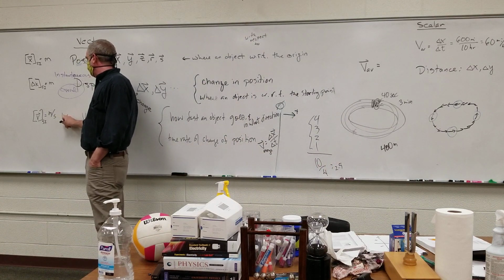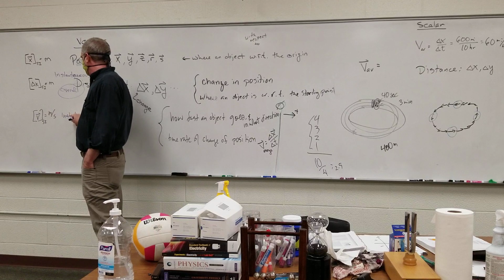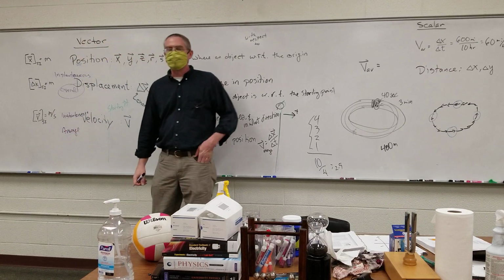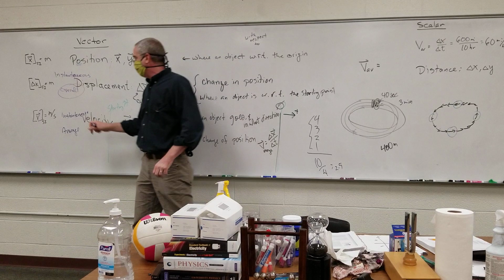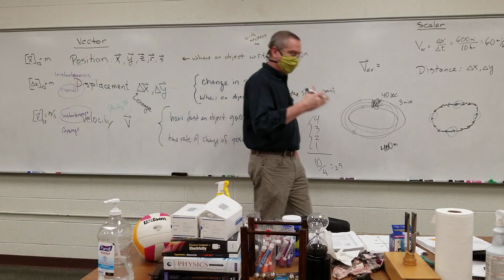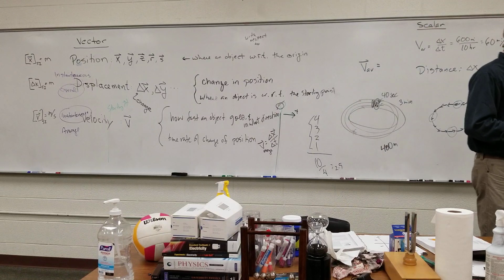Velocity, there's instantaneous, and there's average. If I want average velocity, I need to specify average. Instantaneous is the default. So if I just say what's the velocity, I'm asking for instantaneous.